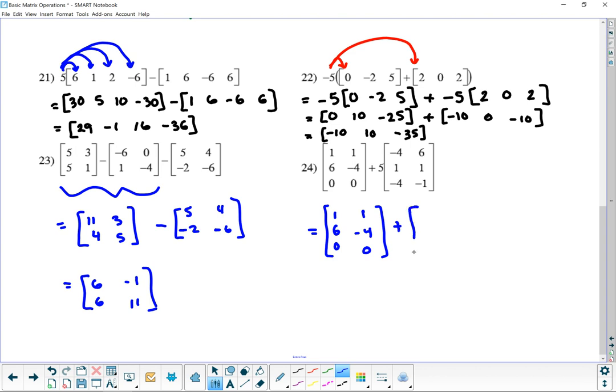So you're going to go ahead and add 5 times that. So this is actually going to be a scalar multiplication. Goes into all of that.